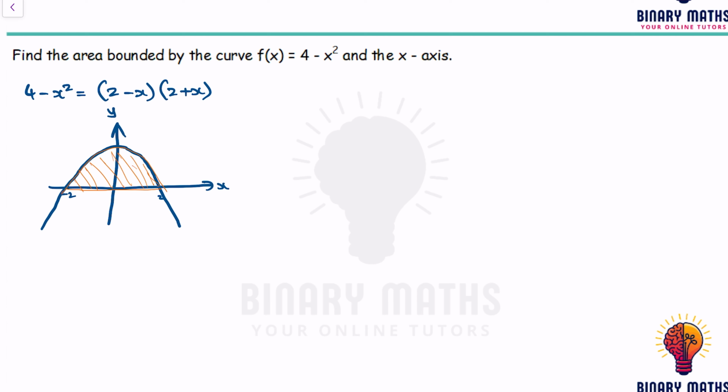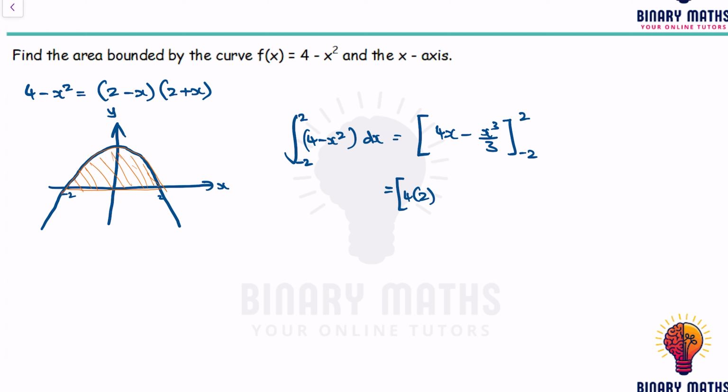Okay, so we're integrating between x equals minus 2 and 2. So 2 at the top, minus 2 at the bottom, 4 minus x squared, all dx. When you integrate it, you get 4x minus x cubed over 3 from 2 to minus 2. So what we need to do is substitute 2 in first: 4 times 2 minus 2 cubed over 3, minus 4 times minus 2 minus minus 2 cubed over 3.